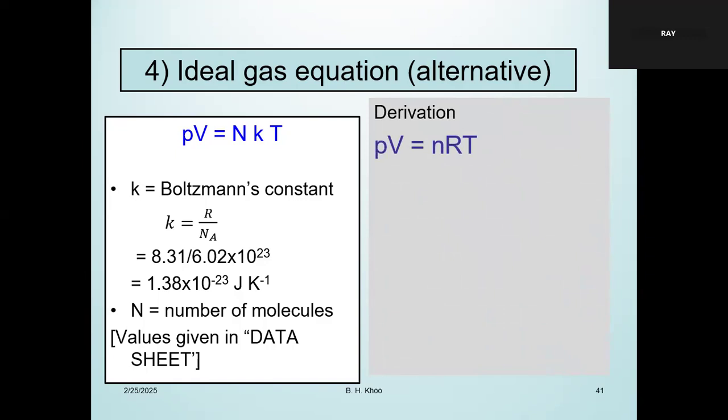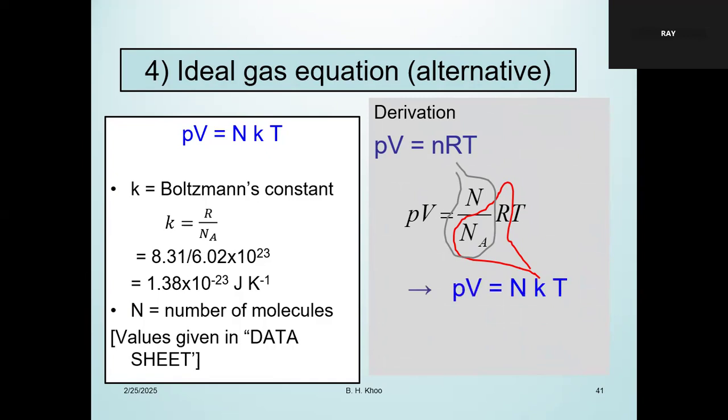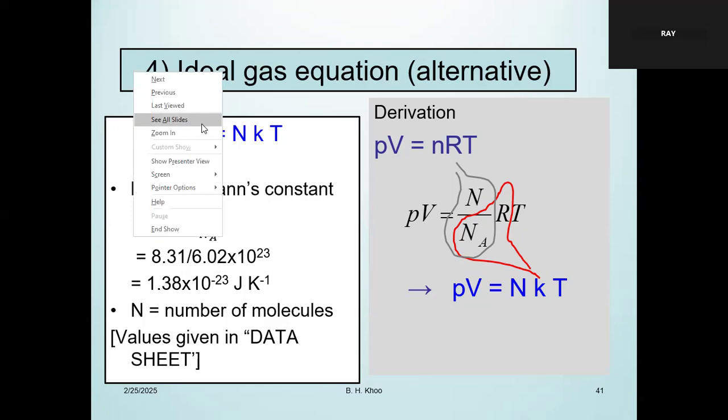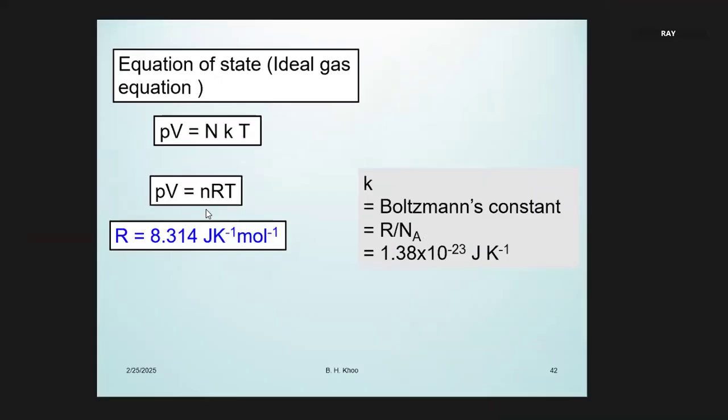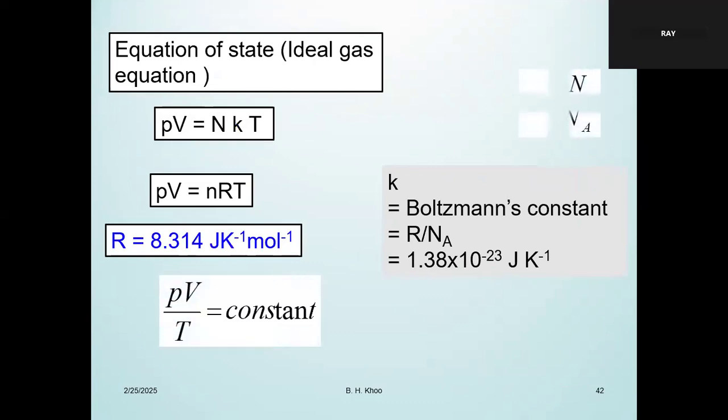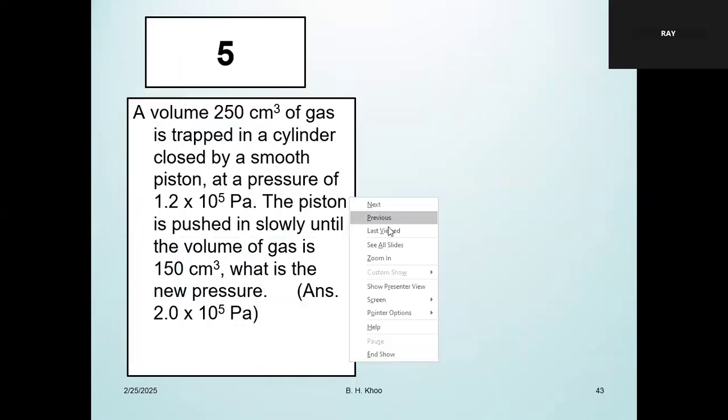Can or not? We have 10 minutes left. Replace this n with N over NA. Then R over NA equals k. Okay with that? Get our answer? Anything not clear? Yep, should be okay. Okay, the rest you can try yourself.